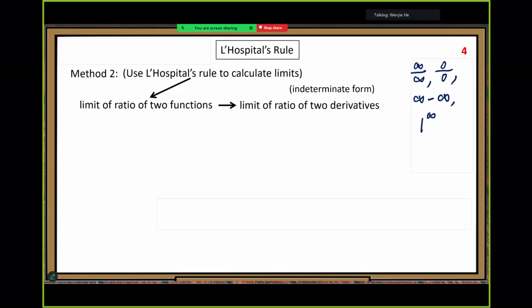But for our class, we only use the first, because our efficiency function always goes to infinity. So the numerator function goes to infinity, and the denominator function also goes to infinity. So our indeterminate form is always the first one. All right, now let's apply L'Hopital's rule.